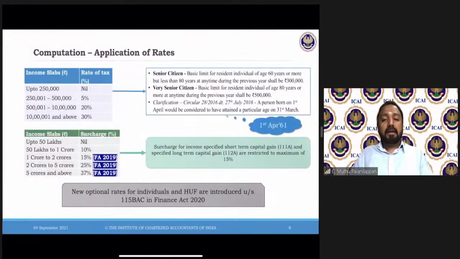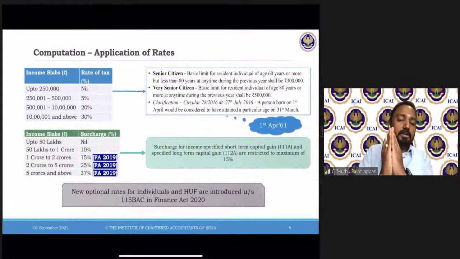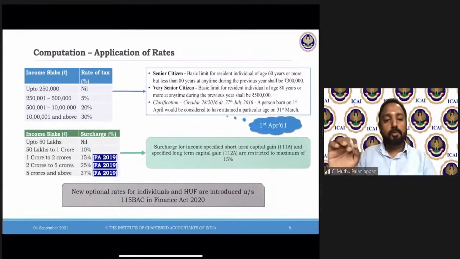Okay. Next, we'll move on to step 7. We said it is application of rates, right? So how do you determine what all the tax rates applicable are? As an individual or an HUF, the basic tax rate is up to 2.5 lakhs.